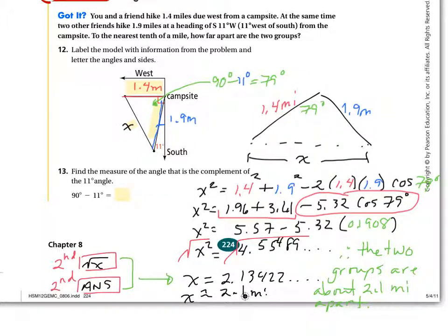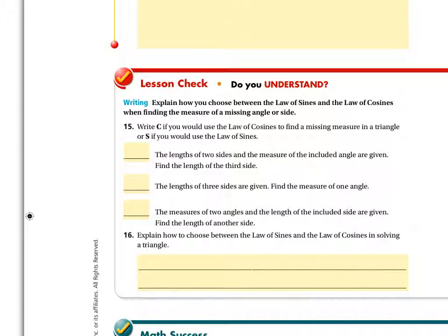All right, so then on the last page because we just did that. So we're done. And we're not going to do the lesson check today.